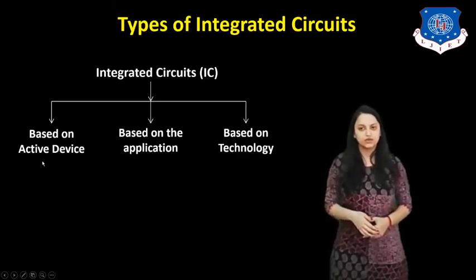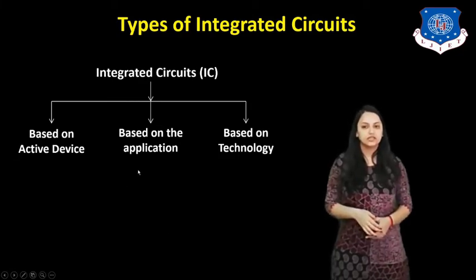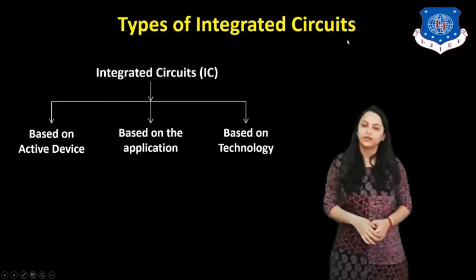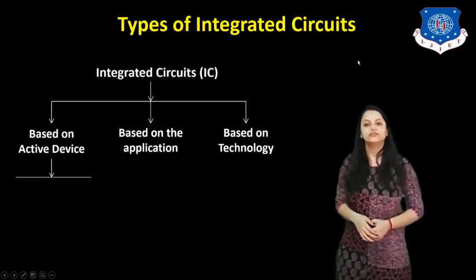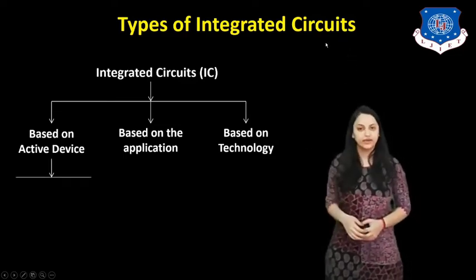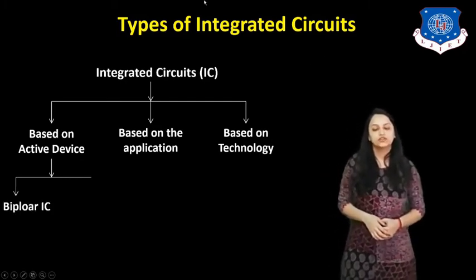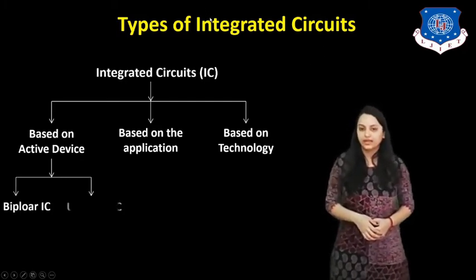First one is based on active device. Second one is based on the application. And the third one is based on the technology. Okay? Now let us see first classification based on active device. So based on active device, they can be classified into two categories.